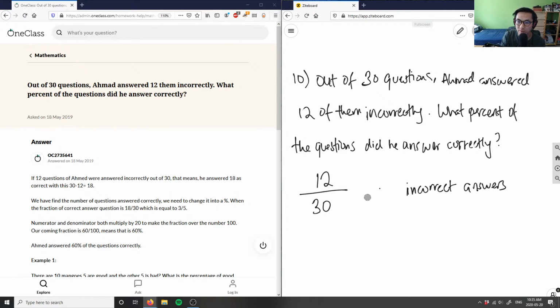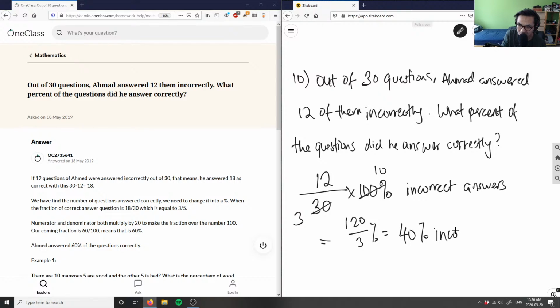We can convert this into a percent, and we can solve for this problem here, right? So if I multiply 12 out of 30 by 100%, I will get this. I can cross out a 10 here, so I can have 3. This would be a 10. 12 times 10 here is 120, divided by 3, which is 40%. So 40% of them are incorrect answers.